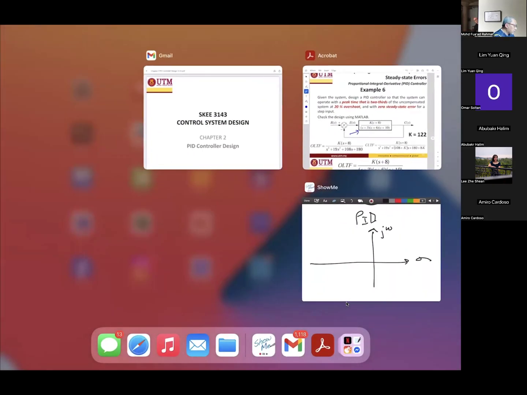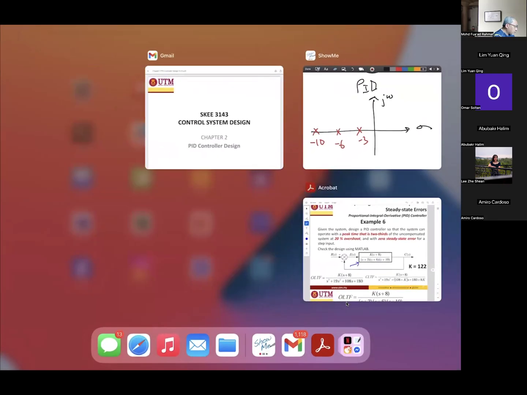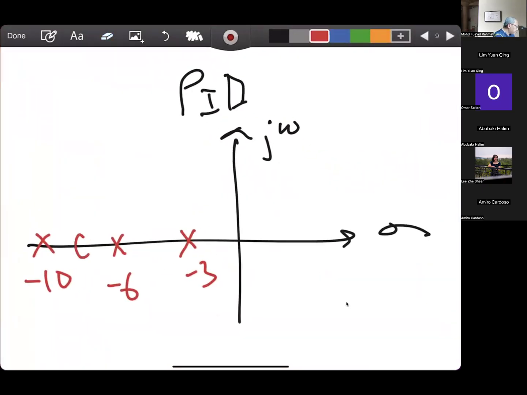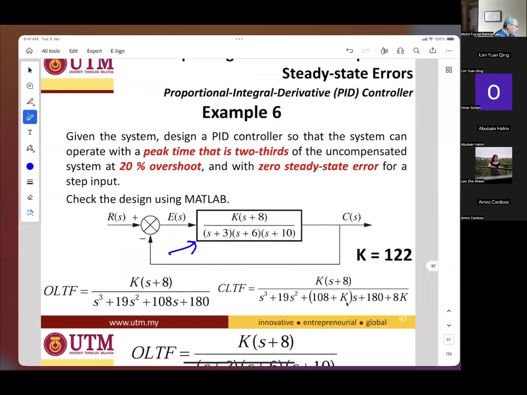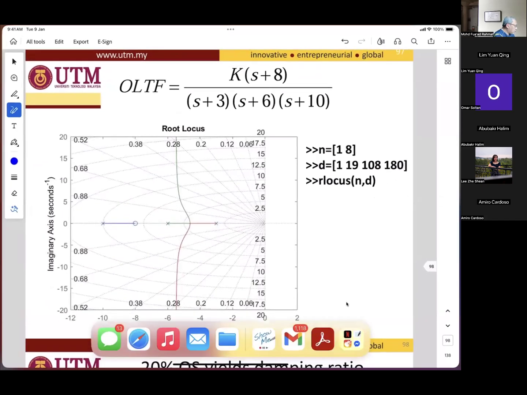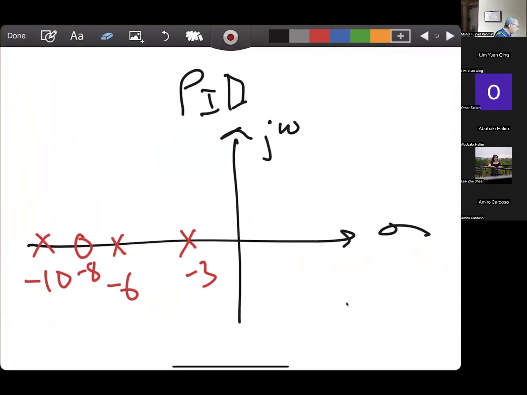The poles are at 3, 6, 10, and minus it, the zeros. So what do you expect from this plot of the transfer function? Let's see. There you go. Because of the zeros, there is no crossing at the origin and the imaginary axis.